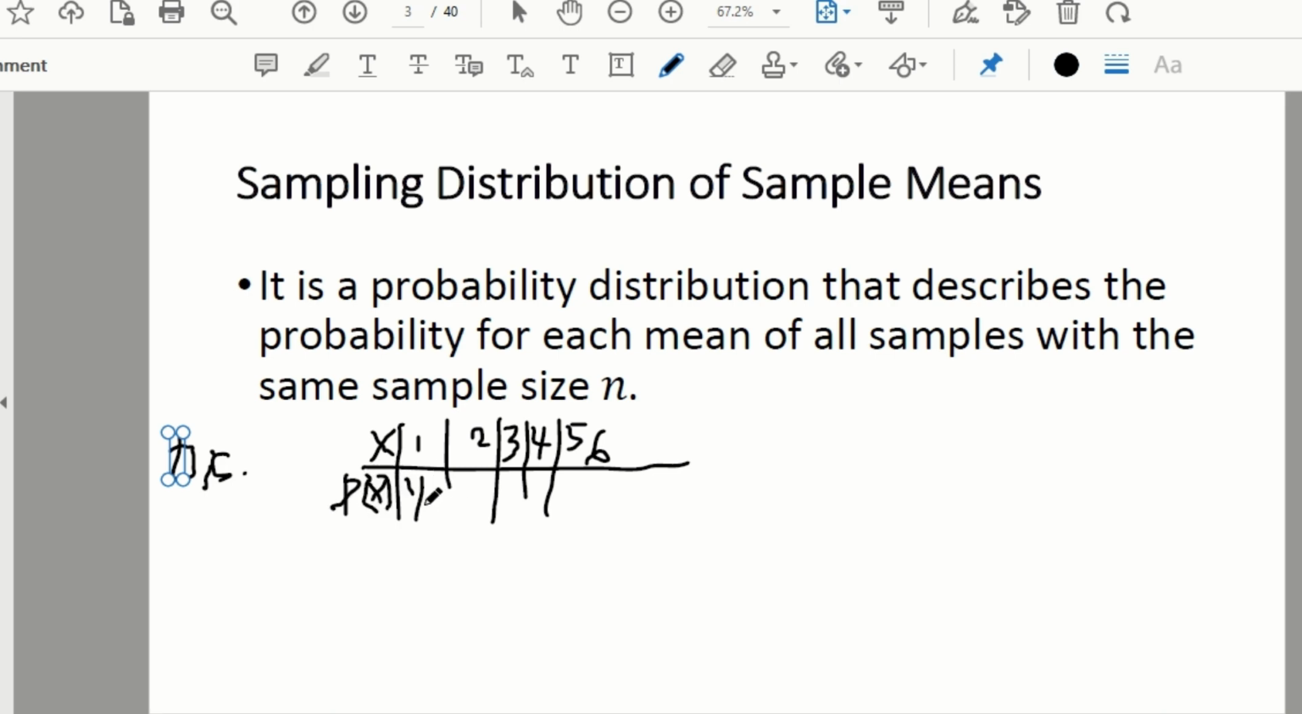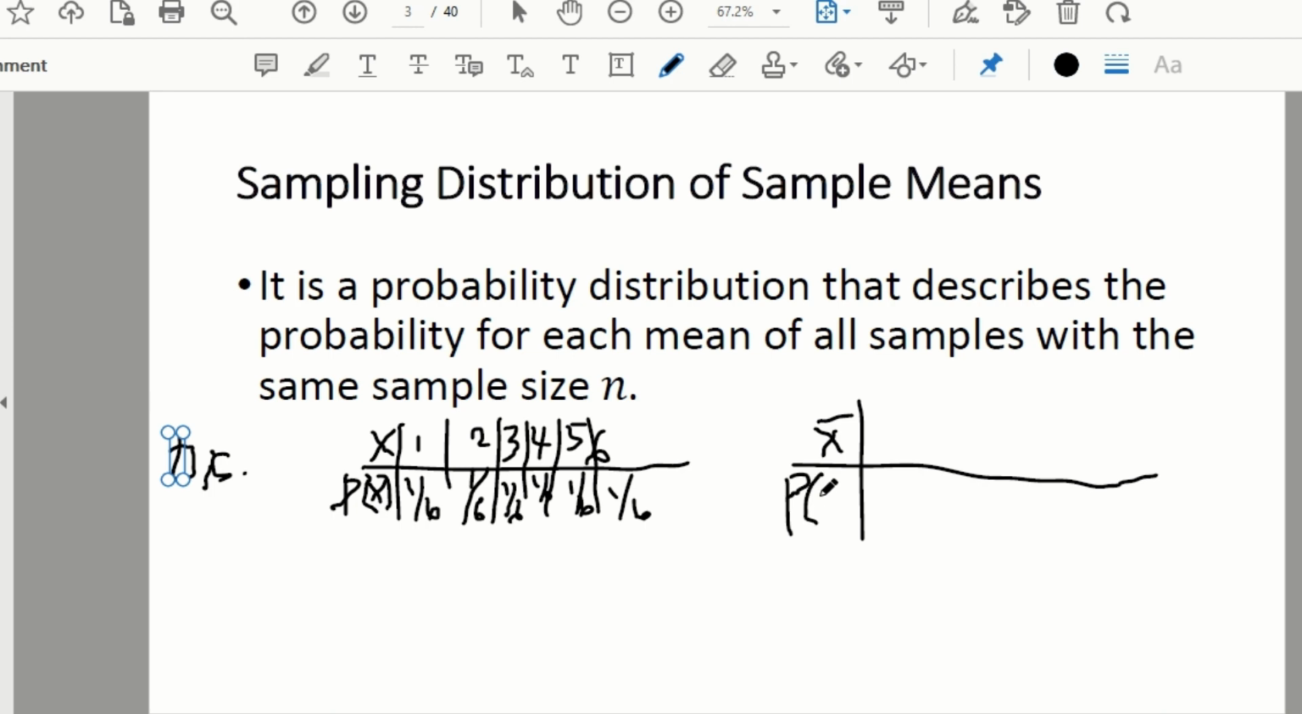So we have 1 over 6, 1 over 6, 1 over 6, 1 over 6, and 1 over 6 and 1 over 6. And of course, if we add these, the total is 6 over 6 or 1. Now, in the sampling distribution of the sample means, it will still look like this, but our concern now is the sample means. So this x here will become x bar in this topic, and still we have the probability of the sample means.